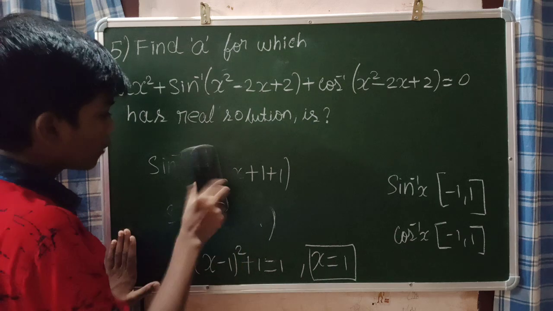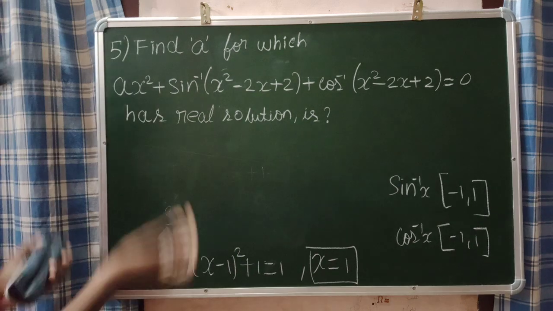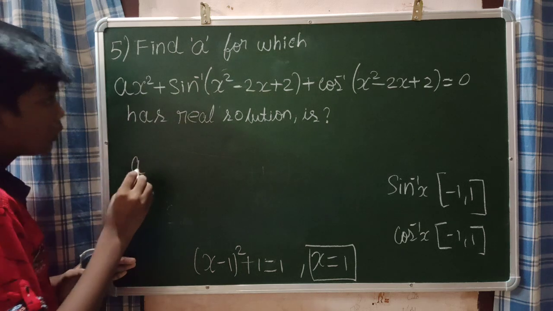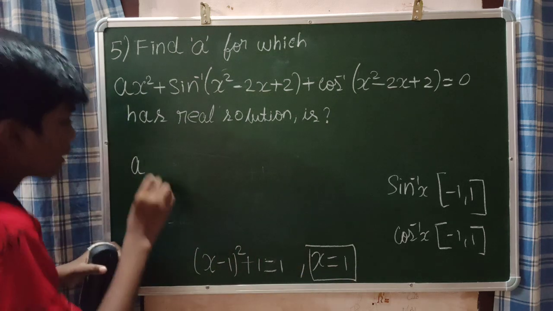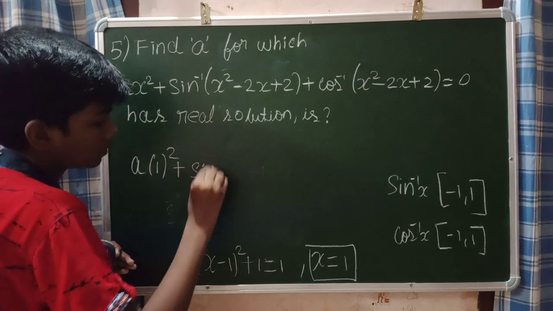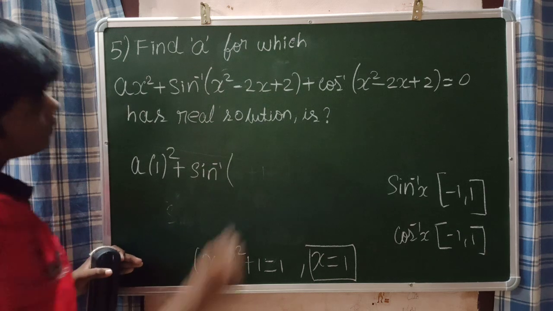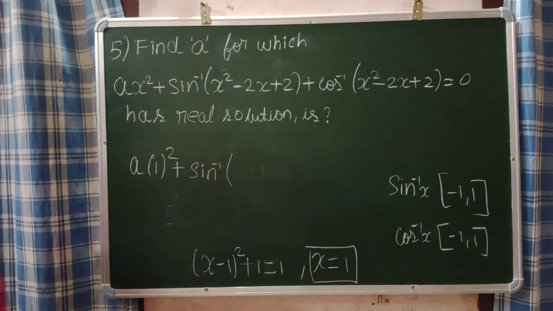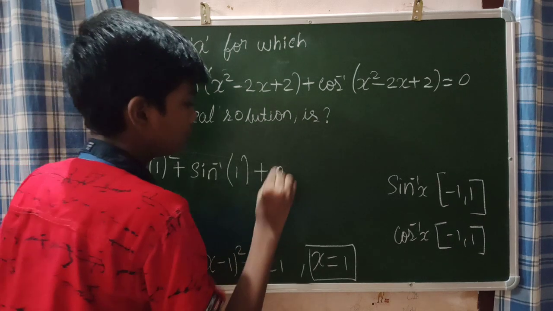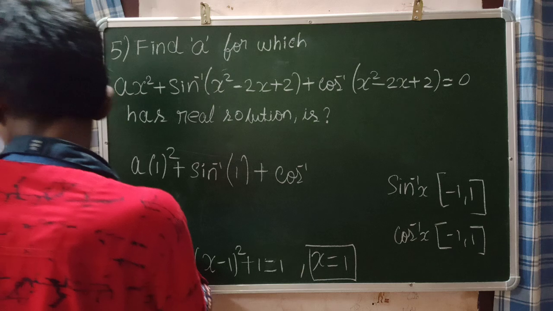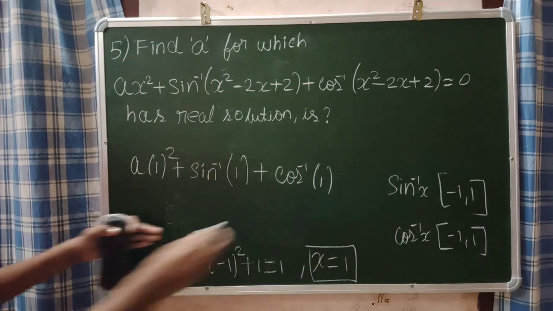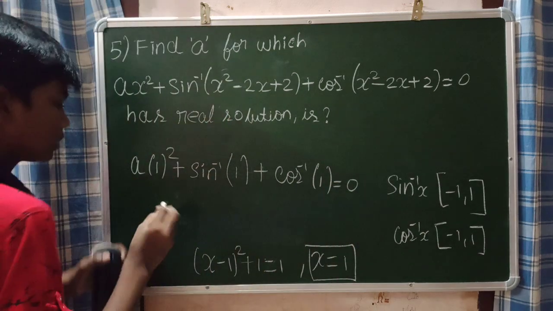If x should be equal to 1, what does it mean? It means I can apply those values and easily find the answer, right? So what is A? A into x square is A into 1 square, plus sine inverse of 1 square minus 2 plus 2, only 1, into 1, plus cos inverse of, here also it will be 1 only. Now this should be equal to 0, right? So A into 1 square will be A only.